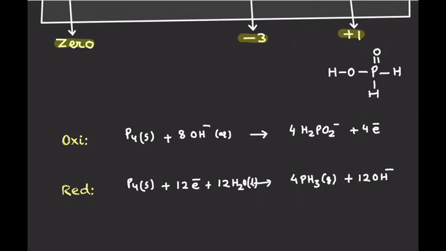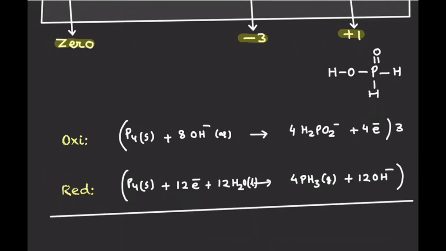In the oxidation half cell only 4 electrons are participating, while in the reduction half cell 12 electrons are participating. So we have to balance the number of electrons. In order to do that we should multiply the oxidation reaction by 3, and on adding, the total number of electrons on the left-hand side and right-hand side will cancel out. So we can write 3 phosphorus molecules and 1 phosphorus molecule. There are 4 phosphorus molecules on the left-hand side.